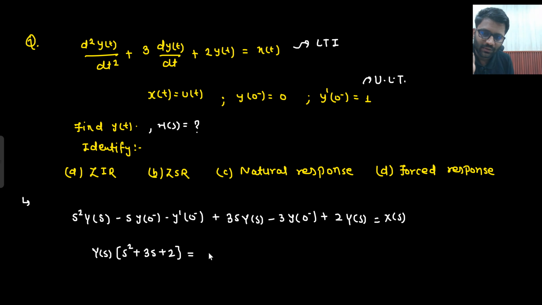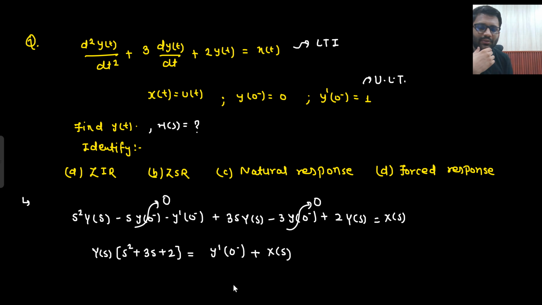that would be equal to, here 3, plus s y(0⁻), which is actually 0 only. So if this is 0, then we can put 0, no? This part is 0 and this part is also 0. So at least 0 we can put. That means initial conditions are 0 only. So here what I am getting, y'(0⁻), which is non-zero, so y'(0⁻) plus X(s). I don't want to carry this 0, that's why I put the 0 value, because they are 0 only.